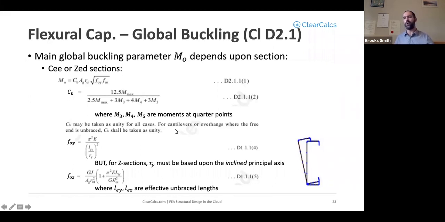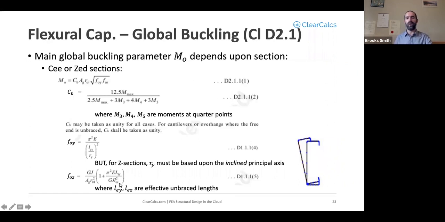If you have a cantilever or an overhang that's unbraced, CB has to be taken as 1. And those F naught Y, F naught Z values are the critical buckling stresses for lateral buckling and torsional buckling, respectively. The variables of note in there, LEY and LEZ, are your unbraced lengths for both lateral and torsional lengths. Usually that's going to be just your gross unbraced length, unless you have particularly fancy bracing at your locations.